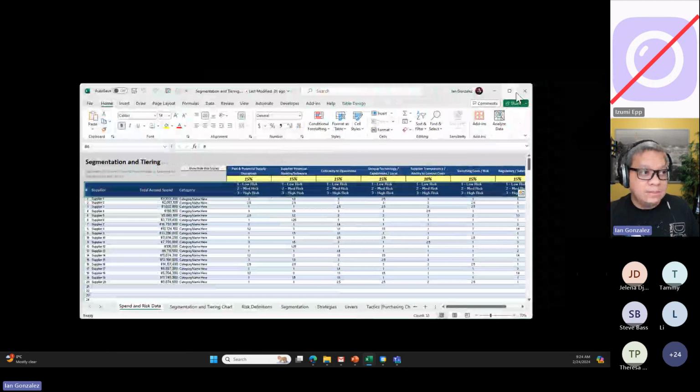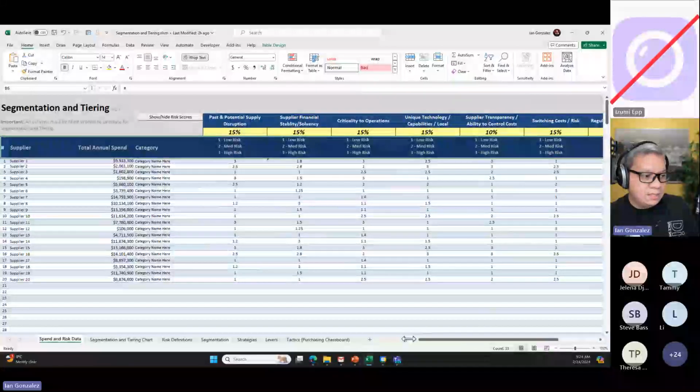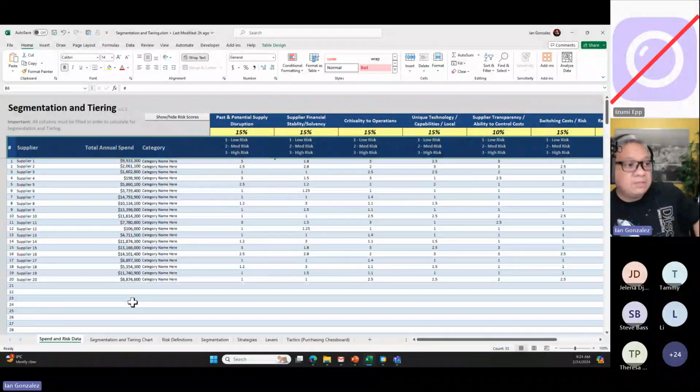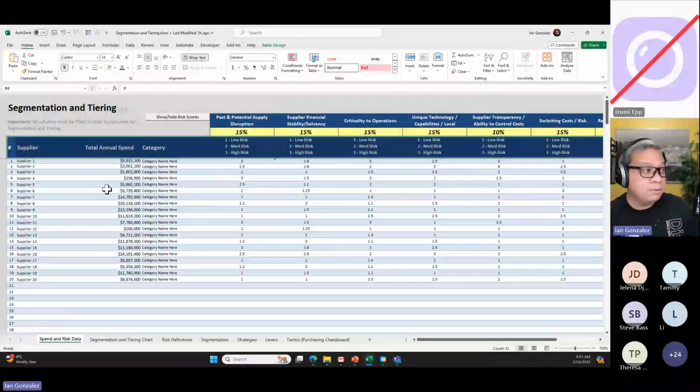This one is, again, the most important tool in category management theory: segmentation and tiering. Now, let's get this tool right. A lot of things can go wrong over here. This one doesn't have instructions. It's actually one of my oldest tools, but arguably my most important one.